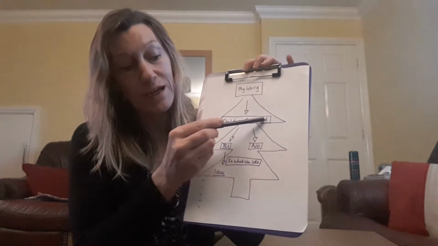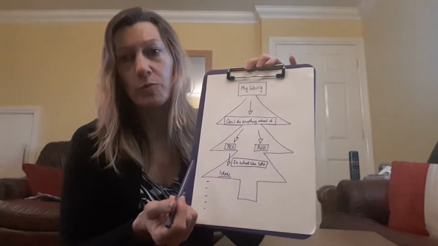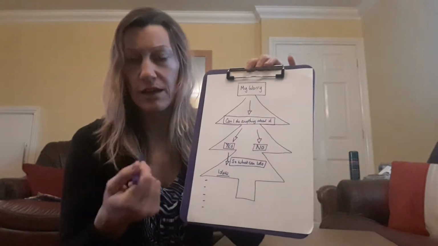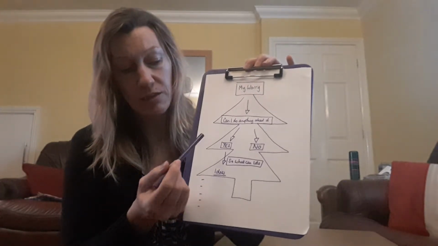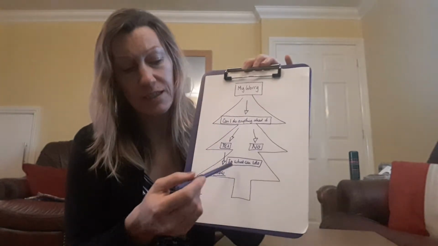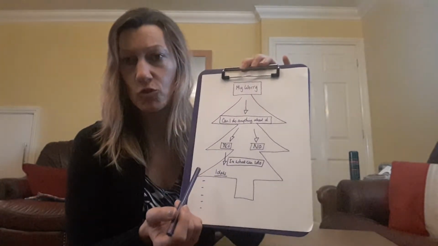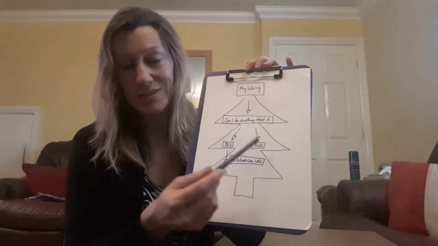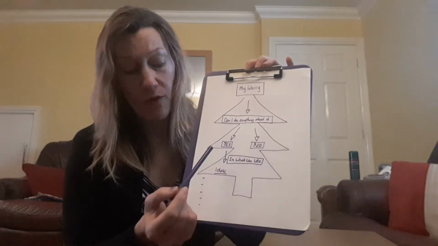Can I do anything about it? This is a very simple problem-solving approach. We have a worry and it tends to take up our mind and we go round and round in circles. But actually, if we can set it out like this, it somehow simplifies it and gives us a format to methodically work through. So can I do anything about it? Yes or no? Quite simple.